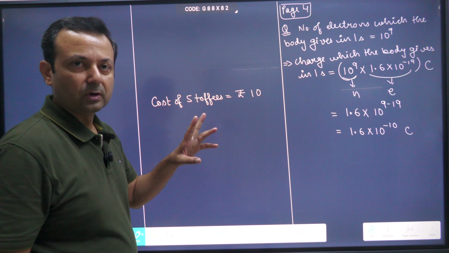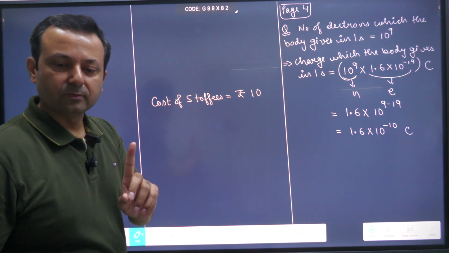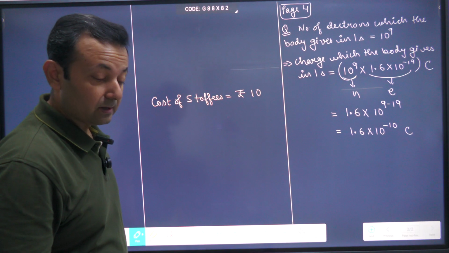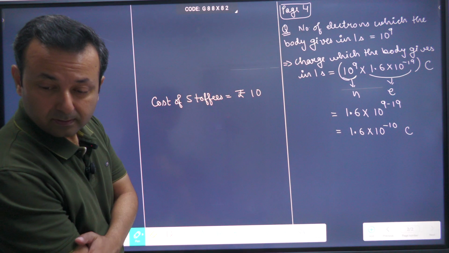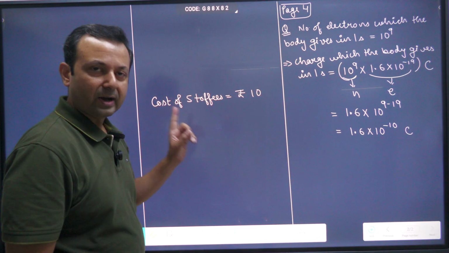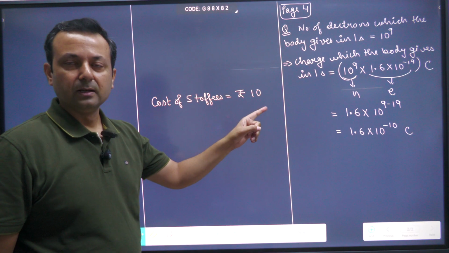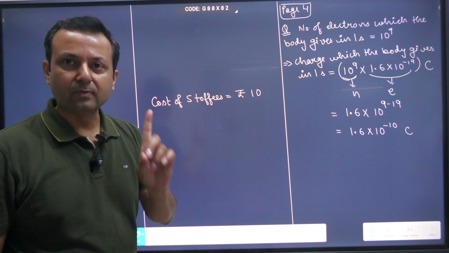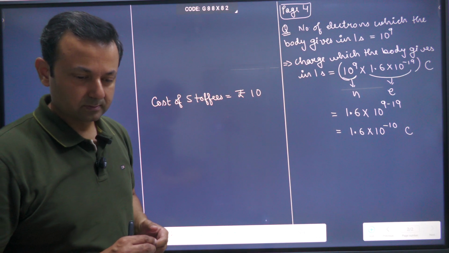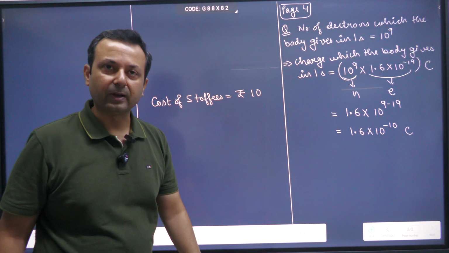If the cost of 5 toffees is rupees 10, then what will be the cost of 1 toffee? Tell me. The price of 5 toffees is rupees 10, then what will be the cost of 1 toffee? 10 divided by 5.